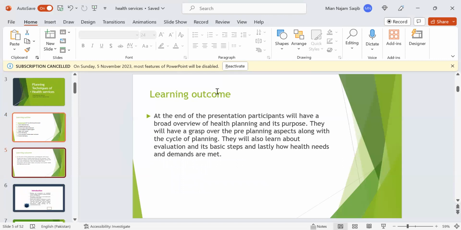Learning outcome. At the end of the presentation, participants will have a broad overview of health planning and its purpose. They will have a grasp over the pre-planning aspects along with the cycle of planning. They will also learn about evaluation and its basic steps. And lastly, how health needs and demands are met.